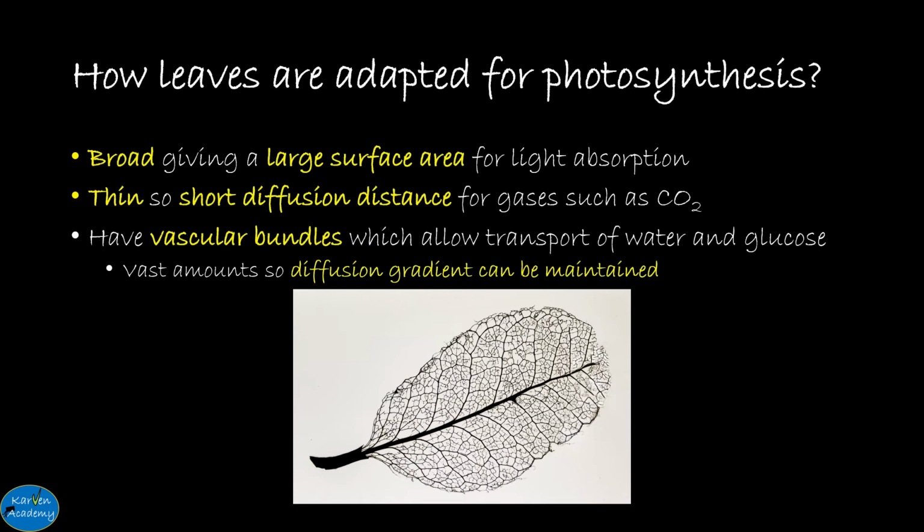An analogy that I use is the number of tills in a shop. If you have more tills, more people can check out, therefore there is no queuing up. That's the same here. If you have a lot of vascular bundles, the lots of glucose molecules made are taken away immediately, so the process can happen at an optimum rate rather than slowing down because there's a backlog of glucose molecules.